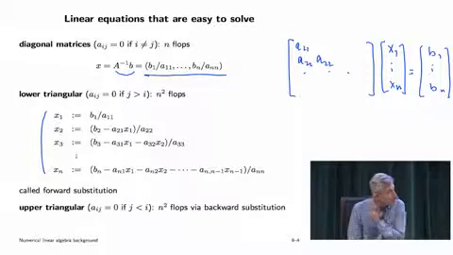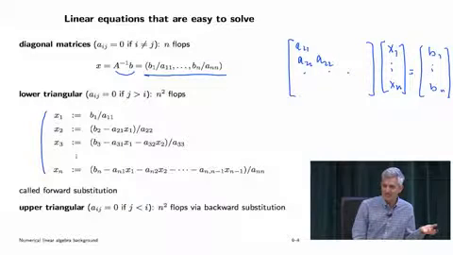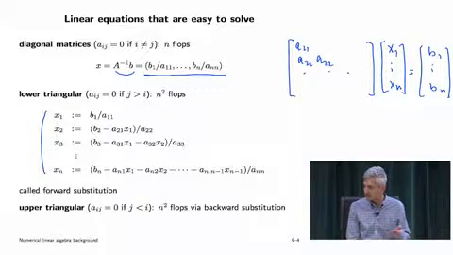And there's a similar one if a matrix is upper triangular. What do you imagine it would be? It's the same thing. It's backward substitution. You start by getting xn first and going backwards. So these are completely simple. There's nothing complicated here.